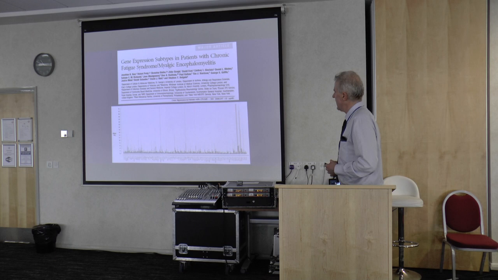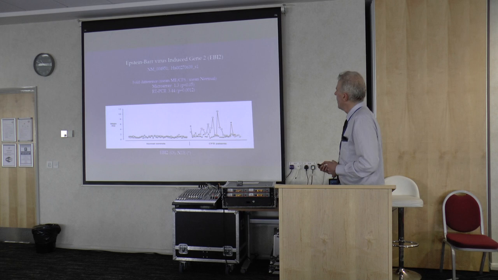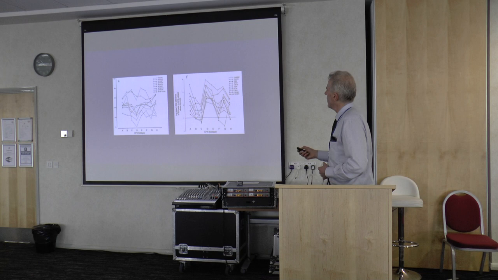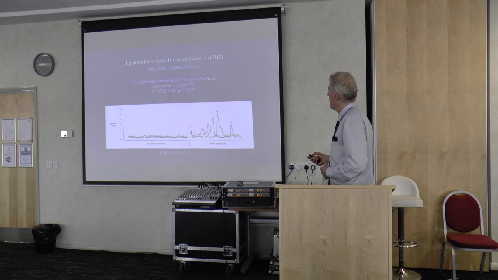One of these was EBI2. And this is Epstein-Barr virus induced gene 2. And the fold difference in the microarray study was 1.3 raised in ME-CFS, and by RT-PCR was 3.44. And this is the interesting figure.